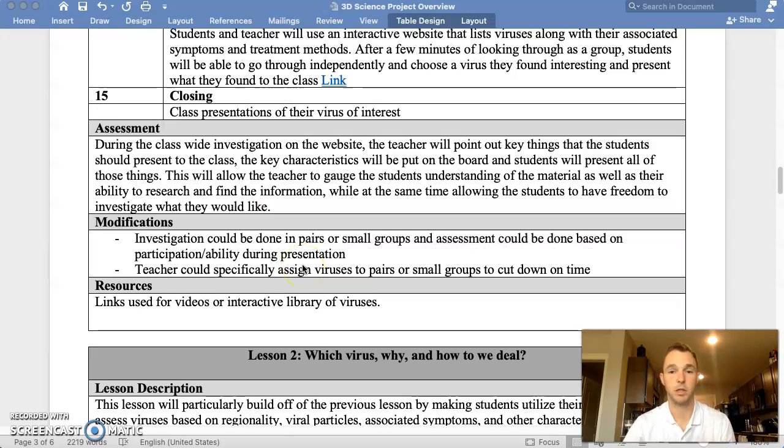During the investigation, the teacher will point out a few things, almost presenting a rubric of what they want to see from each virus, so that the students have an idea of what they're going to be presenting on. And that'll be the way that the teacher assesses.